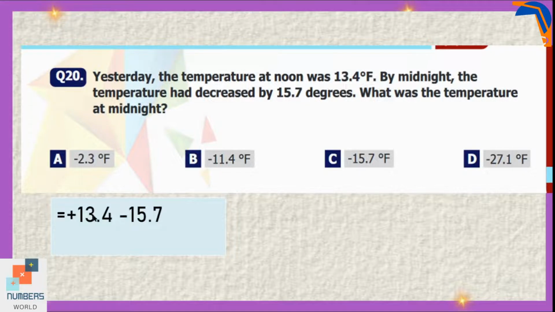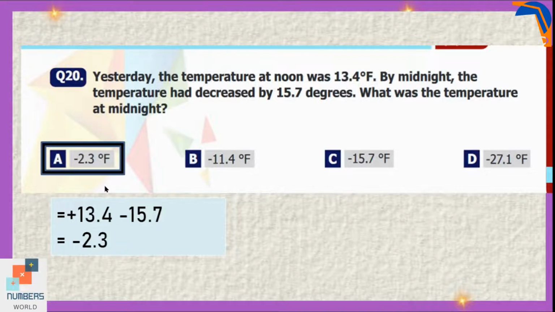So plus minus minus, 15.7 minus 13.4 is 2.3, and the sign of the bigger number comes. So here 15.7 is greater than 13.4, so negative will come with the answer. So option A is the answer. It was minus 2.3 Fahrenheit at midnight.